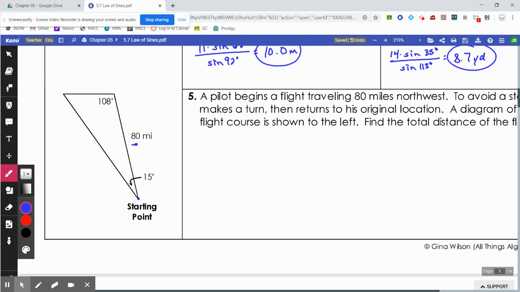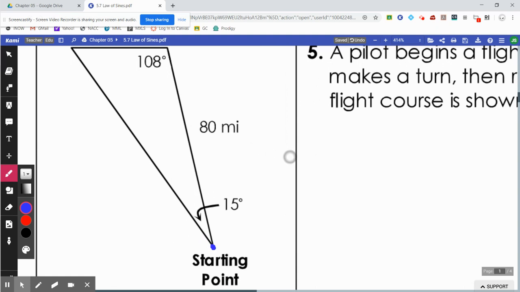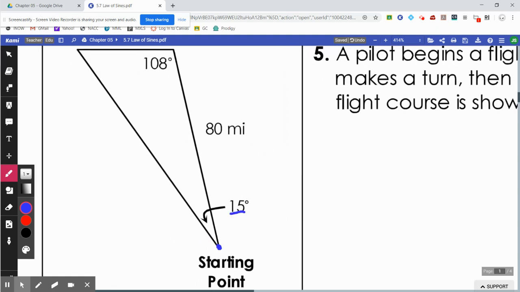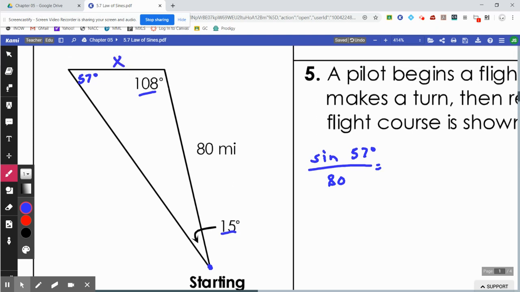So we've got to have all three side lengths. We have this 80. So let's see if we can use our law of sines. Now we've got to have all three angles, I believe, to be able to work this. So if this is 15 and 108, that's 123. That leaves us with a 57-degree angle here. So now we have the sine of 57 degrees over 80 is equal to, let's find this side first, the sine of 15 over x.